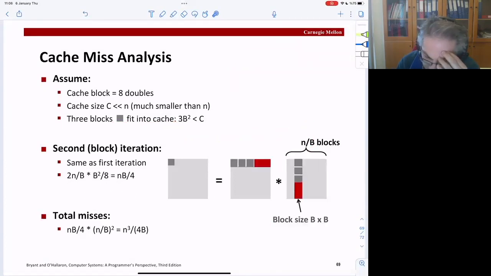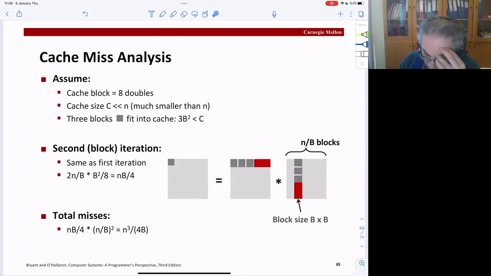Now, what happens in the second block? Well, in the second block, remember that I'm again taking the first row, but I'm taking the second column of the second matrix. And again, it will be the same thing. I have n over b blocks here, and n over b blocks, so 2n over b blocks, and I will have b squared divided by 8 misses. So I will have nb over 4 misses in the second iteration as well.